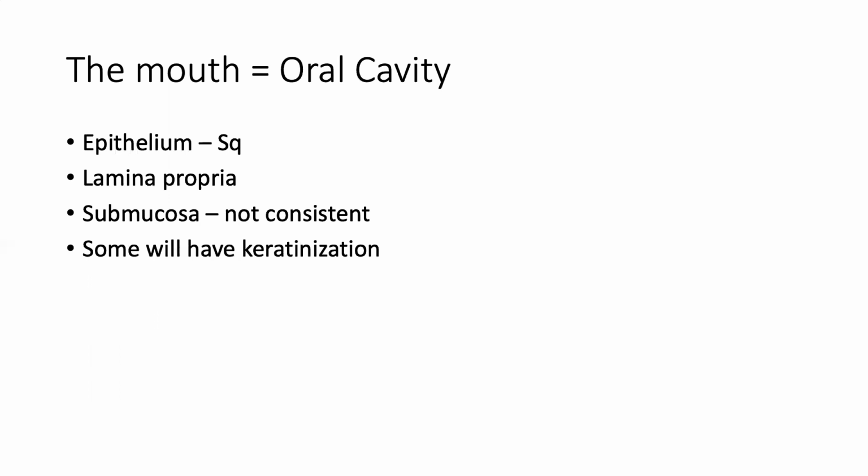The mouth or the oral cavity is lined by squamous epithelium because it is exposed to multiple friction by eating and chewing food. Therefore we need a wear and tear epithelium, which is the stratified squamous epithelium. Of course, the epithelial cells rest on the connective tissue, which we call lamina propria. And then we have submucosa, well, not in the oral cavity. In some parts of the oral cavity, we will have keratinization.